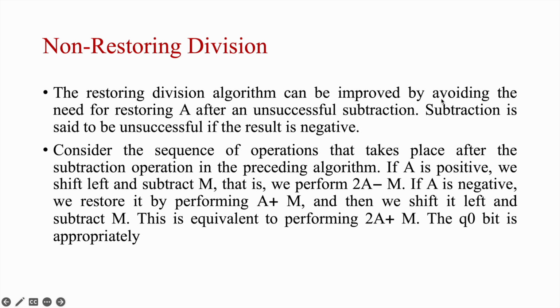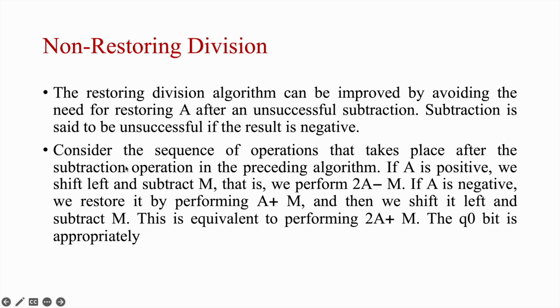The restoring division algorithm can be improved by avoiding the need for restoring A after an unsuccessful subtraction. A subtraction is said to be unsuccessful if the result is negative. In the restoring division algorithm, we subtract the divisor from the dividend. If the result is positive, we determine the quotient as 1. If it is negative, we determine the quotient as 0 and we restore the value of A. In the non-restoring division algorithm, we avoid this restoring step.